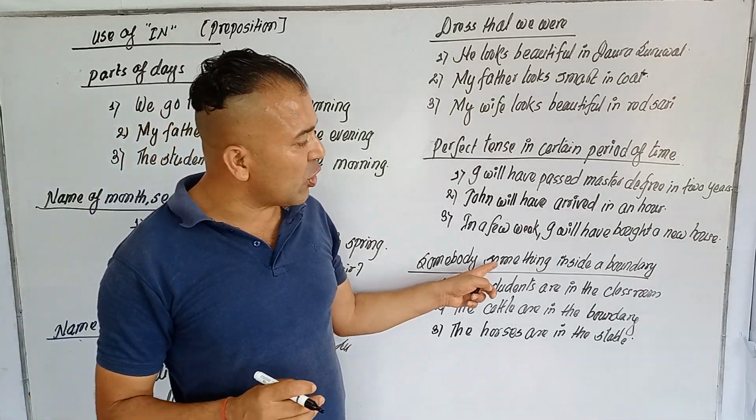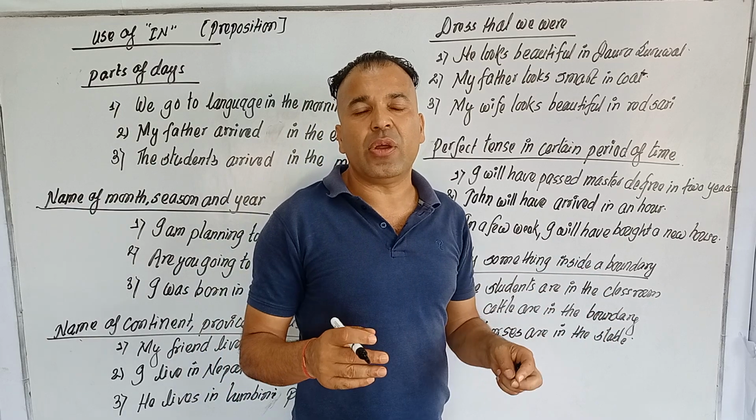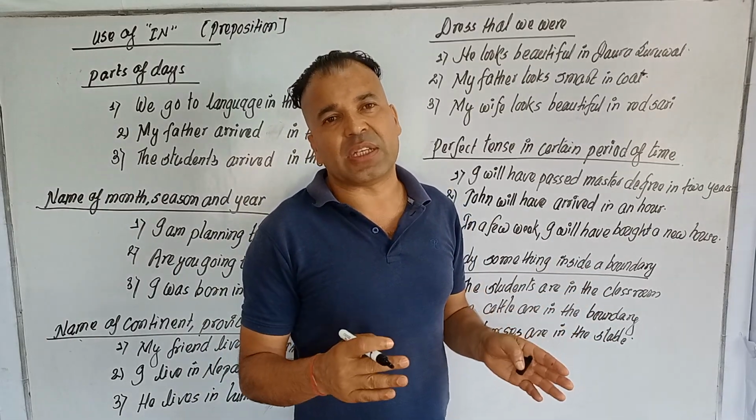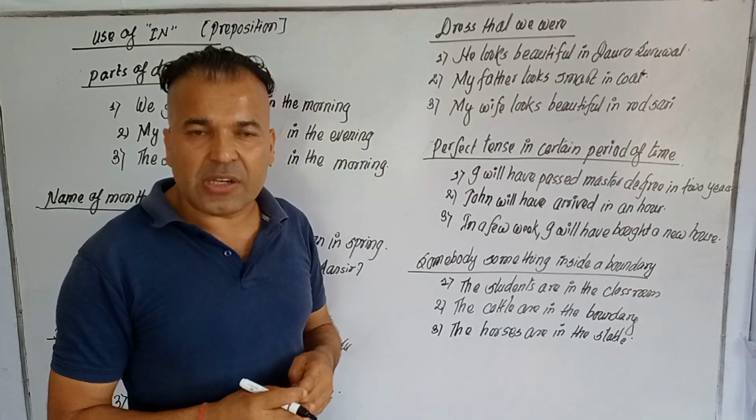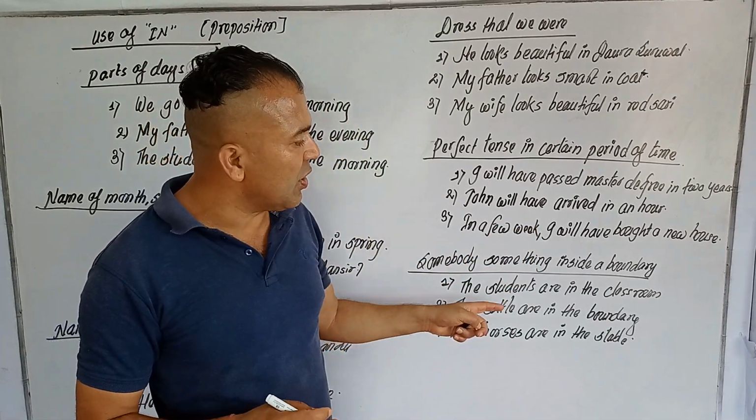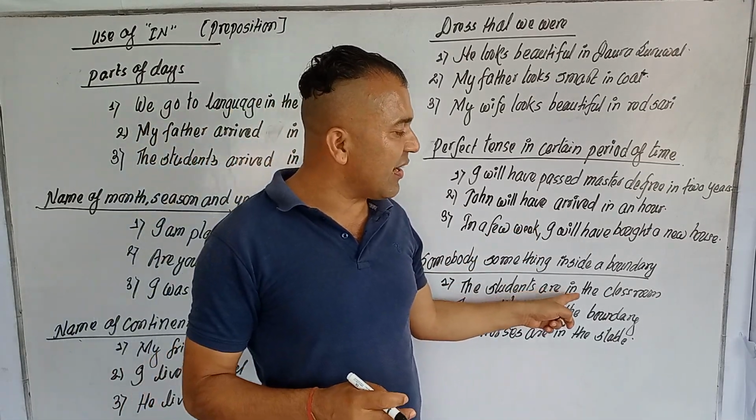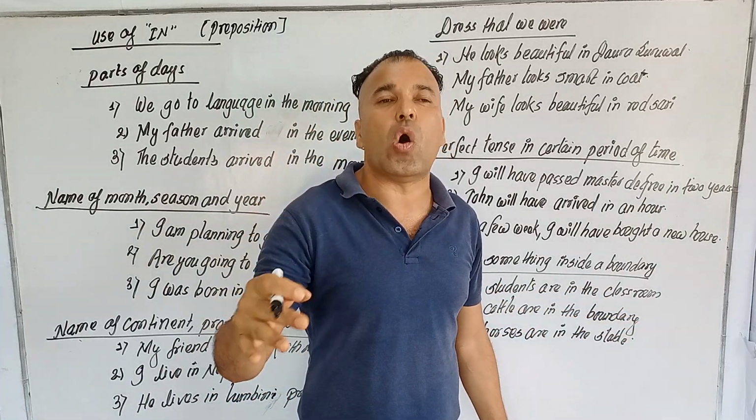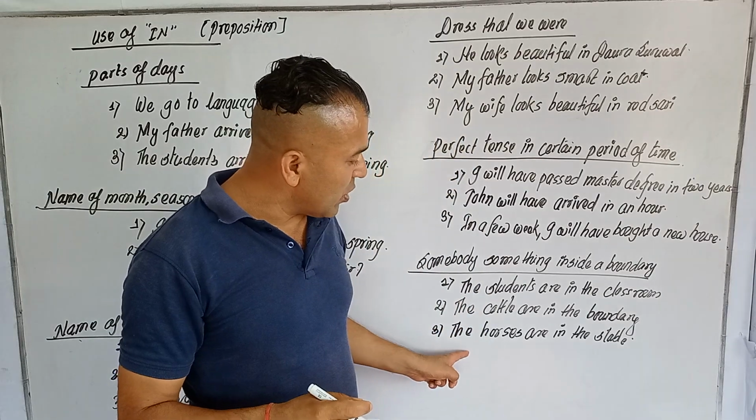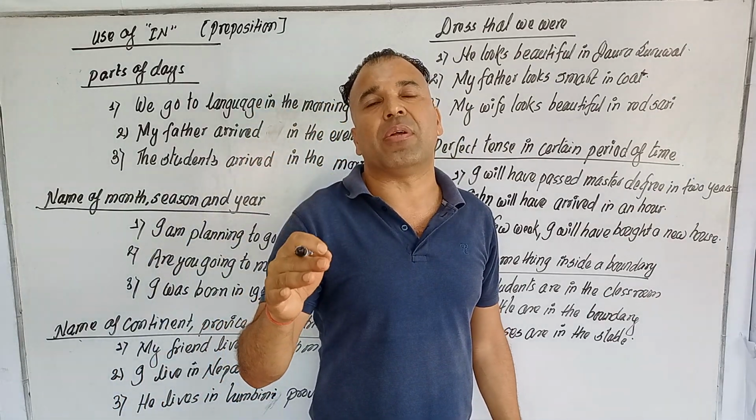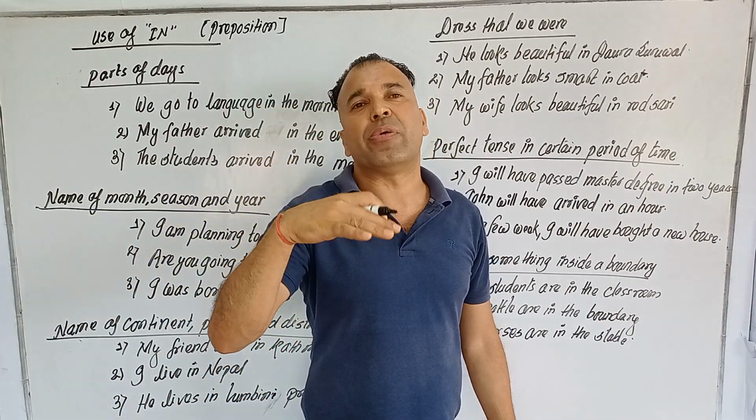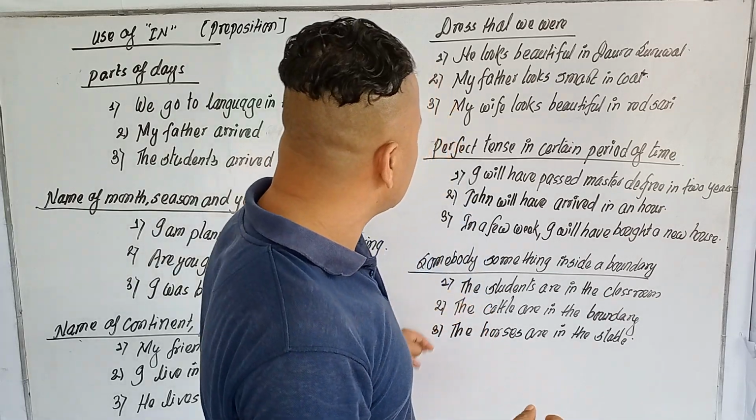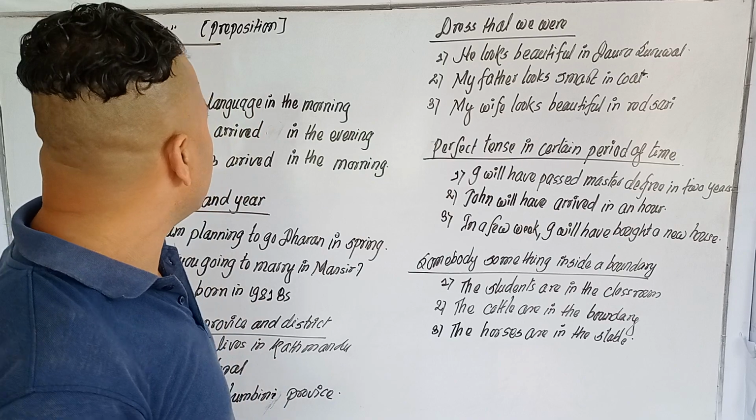Okay, somebody or something inside the boundary. When we describe somebody or something inside the boundary, we have to use "in." The students are in the classroom. The cattle are in the shade or boundary. The horses are in the stable, within the boundary or camp. In this condition, we have to use "in."